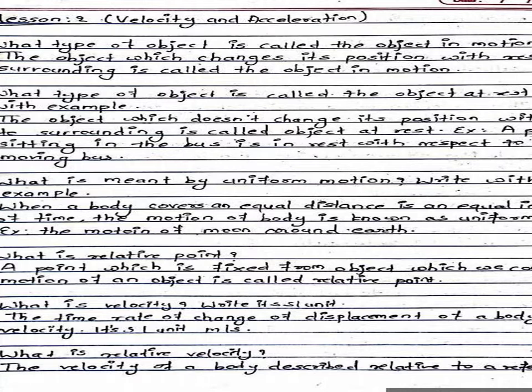After explaining this much, you can also give the answer to "rest and motion are relative terms." This question can also be answered from this explanation. So the next question is, what is meant by uniform motion? Write with example. When a body covers an equal distance in an equal interval of time, the motion of the body is known as uniform motion. Example, the motion of the moon around the earth.